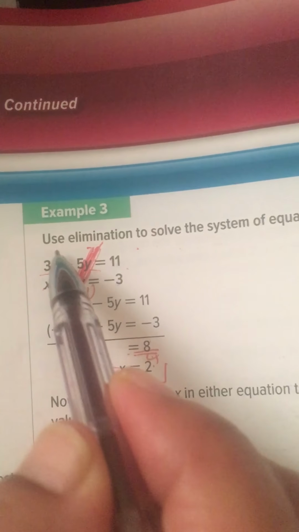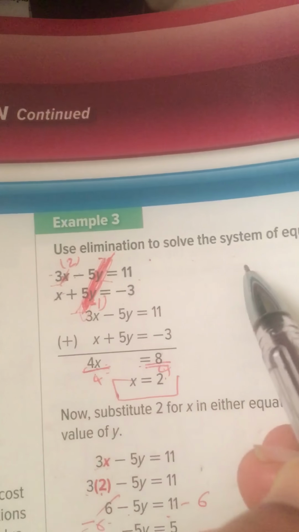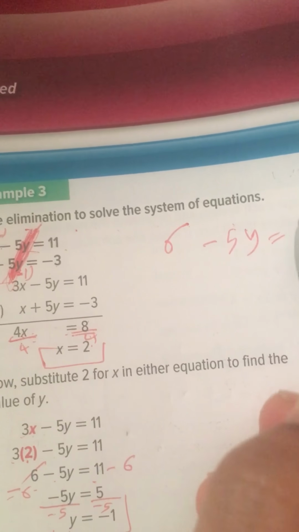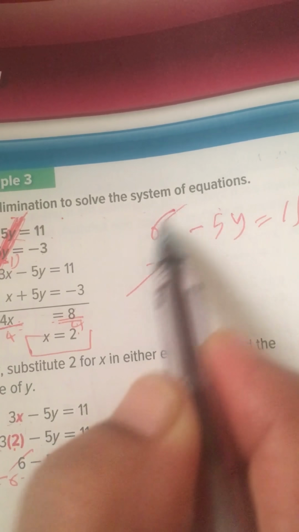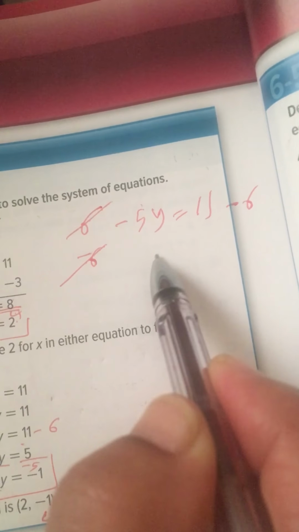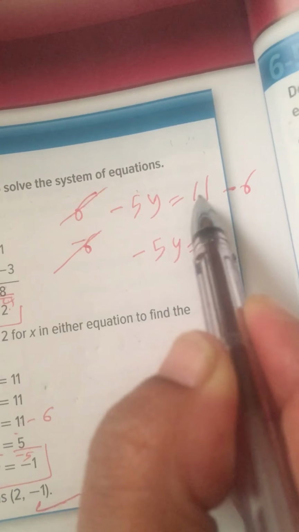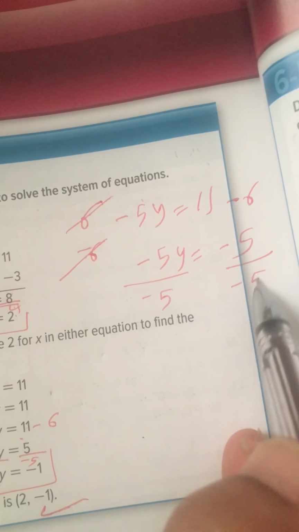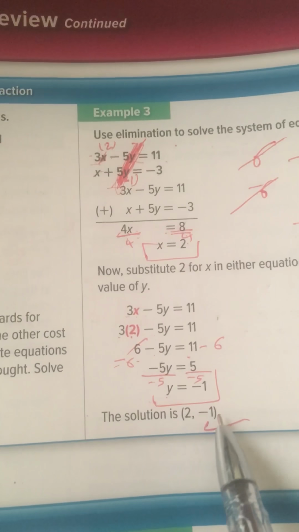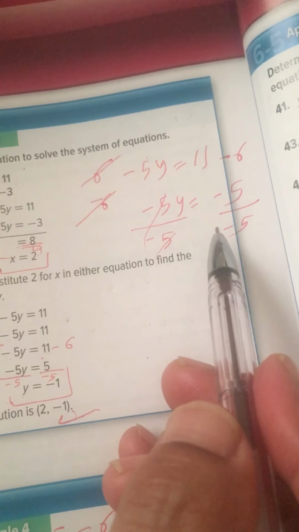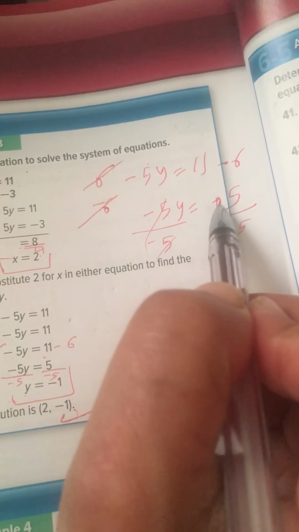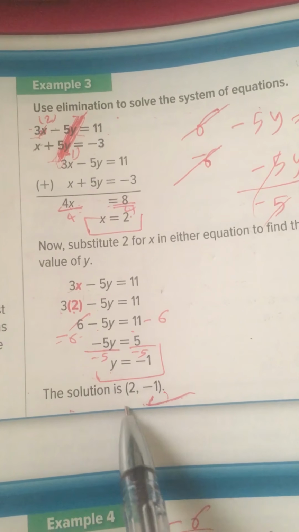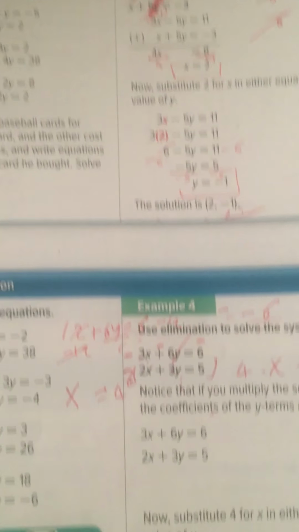Now I can delete x and write 2. 3 multiplied by 2 is 6, minus 5y equals 11. I can write minus 6 to delete the 6. Minus 5y equals 11 minus 6, which is 5. Divide by negative 5, y equals 5 divided by negative 5, negative 1. So the solution set is 2 and negative 1.